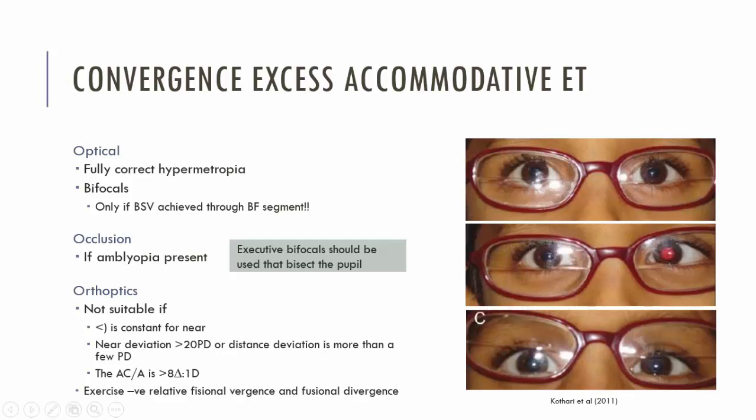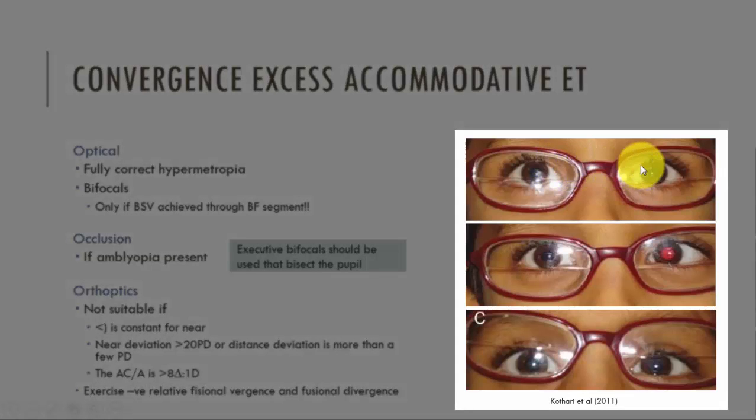Now, let's have a look at the image here to the right. Here we can see the child is looking into the distance and we can see that they have straight eyes. And then we're looking through the top part of the glasses and we can see that the patient has a left esotropia at near. So here we have that convergence excess accommodative ET where the patient has straight eyes in the distance and an esotropia at near. However, when they look through the bifocal segment, the patient becomes straight. So this additional add here allows the relaxation of accommodation and accommodative convergence, and the patient is now straight.